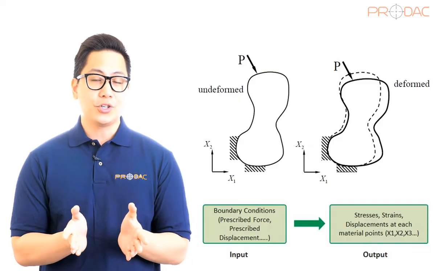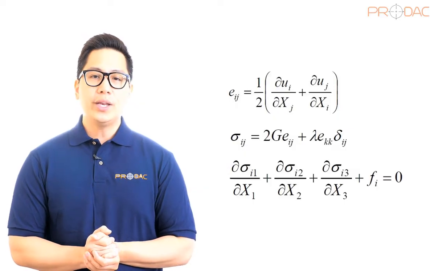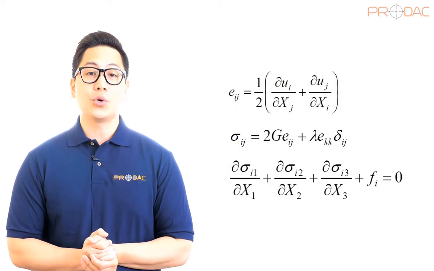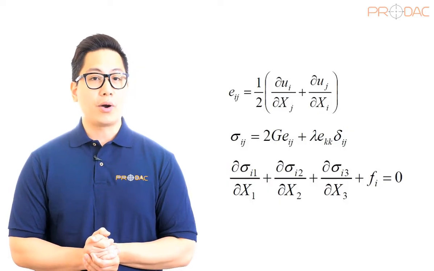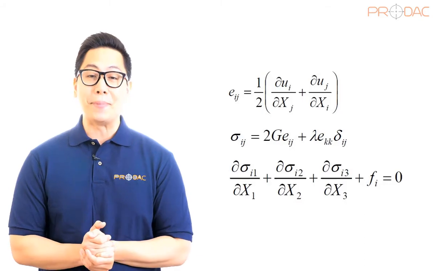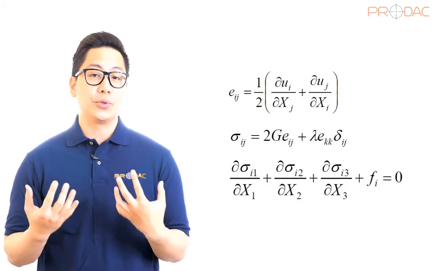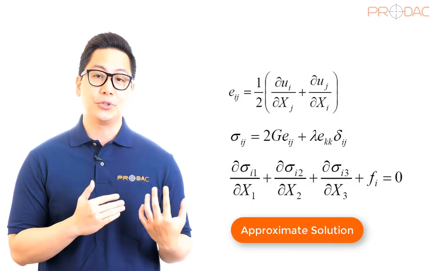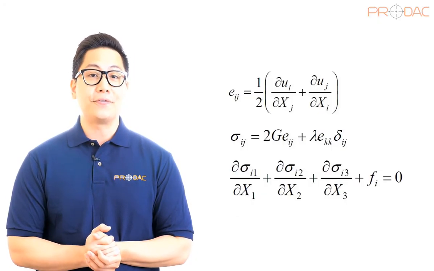To answer this question, we need to solve some mathematical equations as shown here. We need to solve a problem consisting of a total of 15 equations, among which 9 equations are partial differential equations. Finding an exact solution is mission impossible. So, the mission changes to finding a solution that approximates the exact solution. And FEA is a numerical method that offers a means to find the approximate solution.